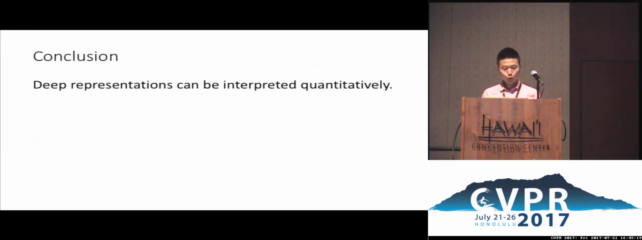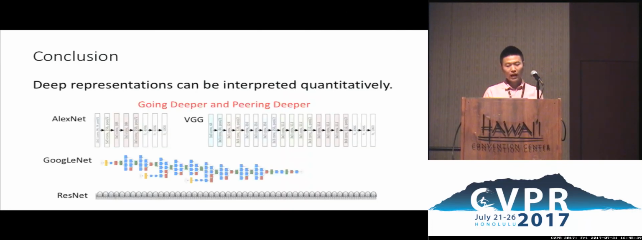So here is the conclusion. Hopefully I will convince you that deep representations can be interpreted quantitatively. When we design network architectures, besides thinking about the final performance, we also need to think about the interpretability of network architectures. We want to go deeper to get higher performance, but we also want to visualize and interpret what's going on inside. How to make the network better explain itself is, I think, a future goal. This is the end of my talk. Welcome any questions.